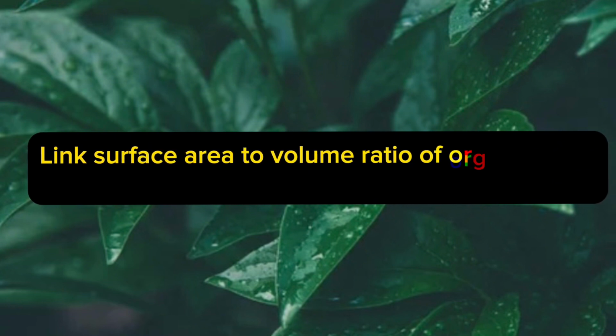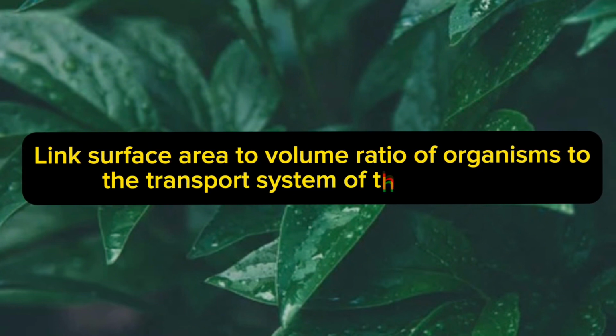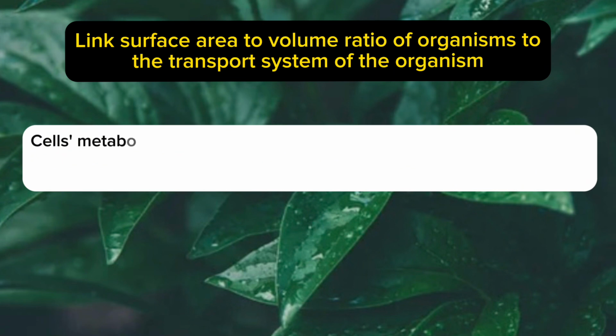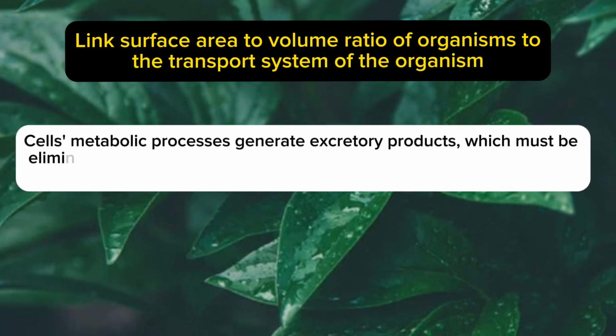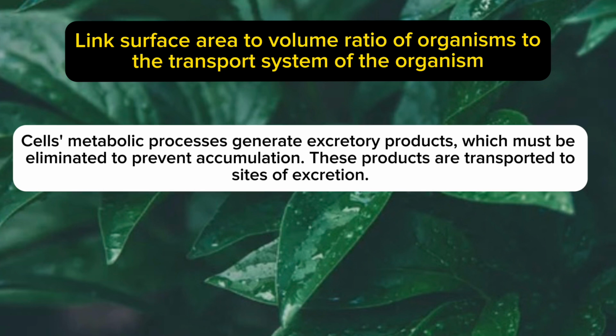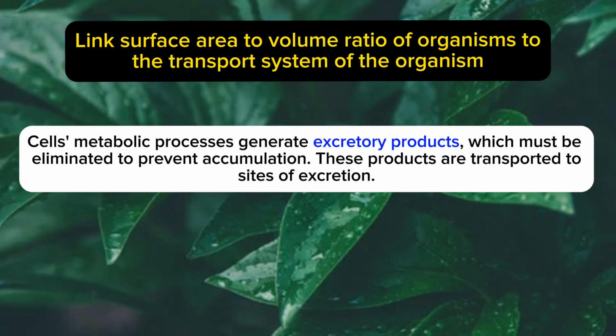So we're going to link surface area to volume ratio of organisms to the transport system of the organism. We're going to see how surface area to volume ratio will determine the type of transport system of every organism. Cells' metabolic processes generate excretory products which must be eliminated to prevent accumulation. These products are transported to sites of excretion. So here is where we're going to talk about linking surface area to volume ratio.